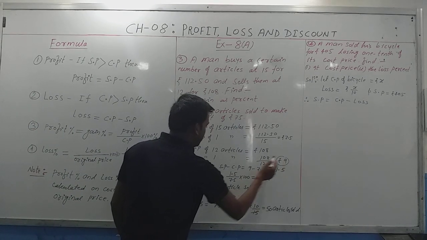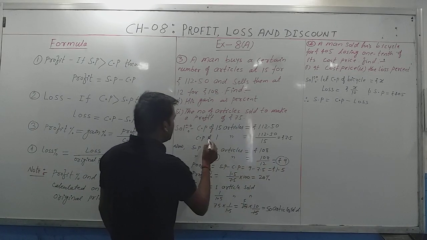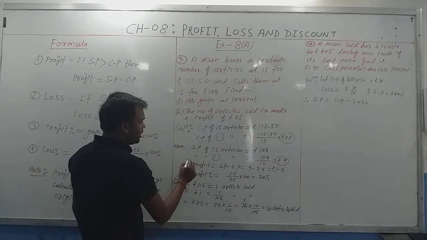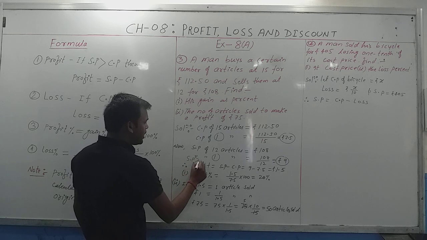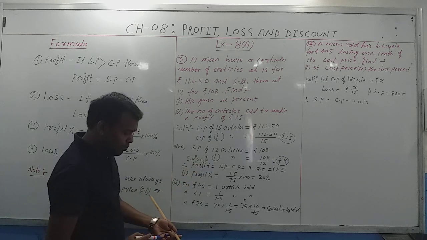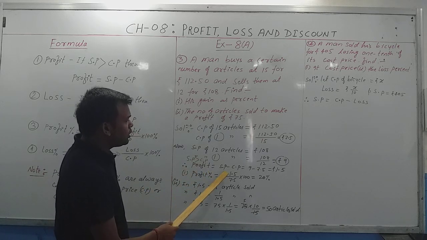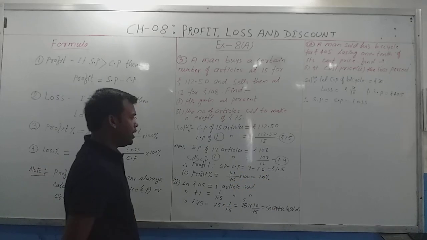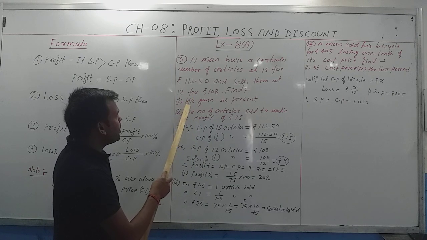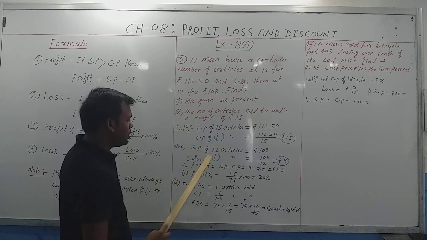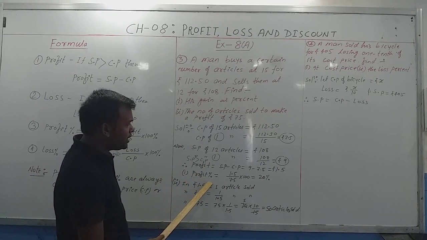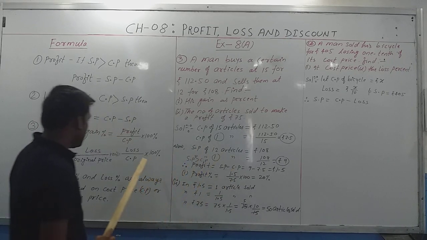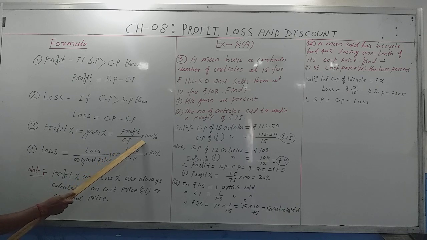Since SP is rupees 9 for 1 article and CP of 1 article is rupees 7.5, definitely SP is greater than CP. Definitely profit has been made. So profit is equal to SP minus CP, 9 minus 7.5 is equal to rupees 1.5. Okay. Now the first one, we have to find his gain percent. So first calculate the profit percentage or gain percentage. Apply this formula: profit divided by CP into 100.